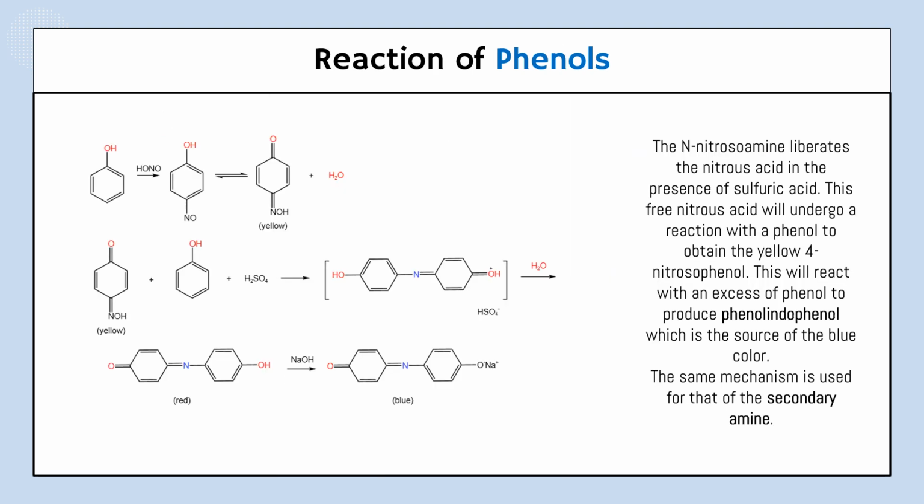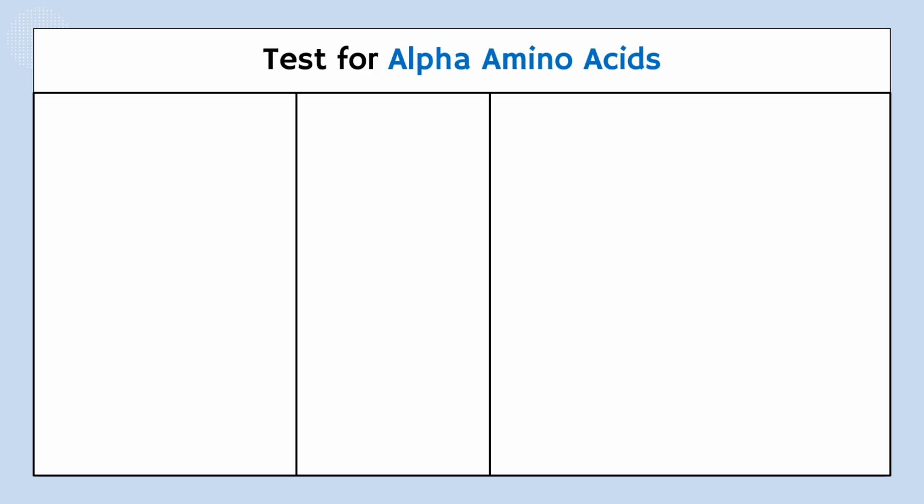This is because the N-nitrosoamine will liberate the nitrous acid in the presence of sulfuric acid. The free nitrous acid will undergo a reaction with the phenol to obtain the yellow 4-nitrosophenol. This will react with excess of phenol to produce phenolindophenol, which is the blue color. This is the same mechanism that is also used for the secondary amine.